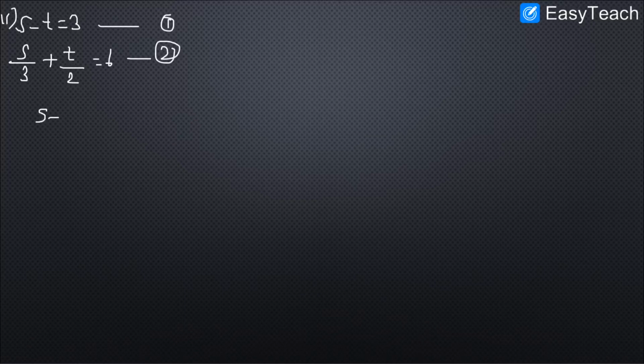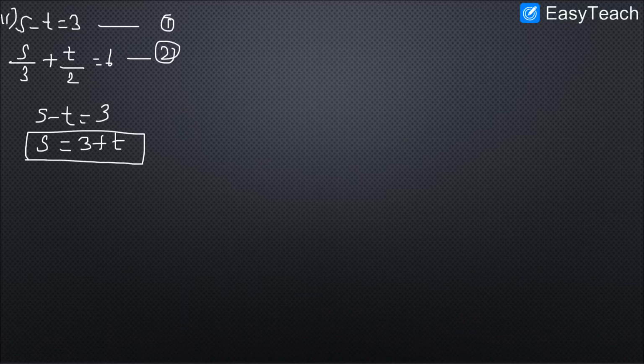So I take the first equation, which is s minus t equals 3. Here I am going to derive the value s equals 3 plus t. This is what s is for now. Next, I am going to substitute this s value in the second equation, which is s by 3 plus t by 2 equals 6. This is called the substitution method. We substitute a value into the other equation to find the value.